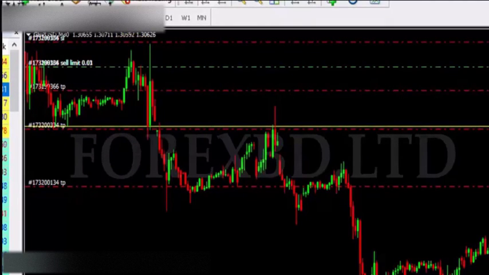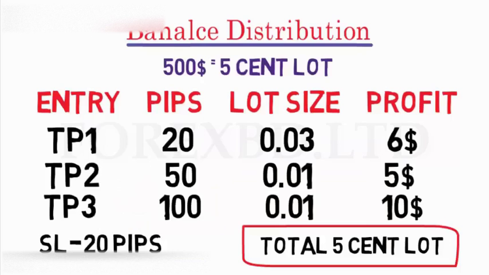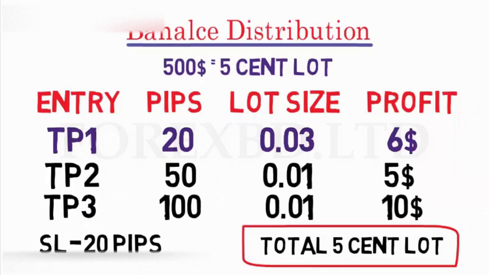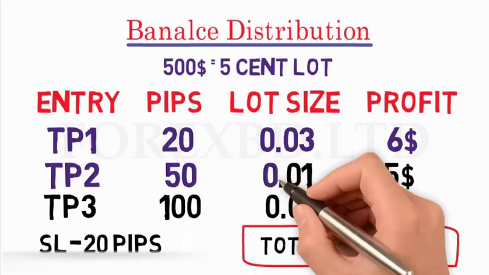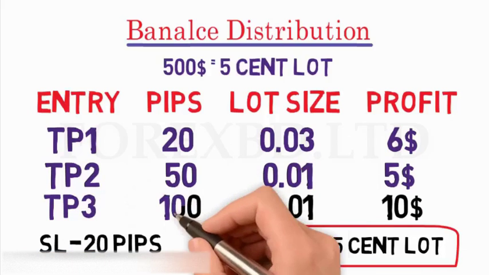A few minutes ago, we discussed that if your balance is $500, your lot size will be about 0.05. So we distribute it and get the lot sizes of 3 trades. That is 3 cent, 1 cent, 1 cent, total 5 cent. The lot size of our first entry is 3 cent and TP is 20 pips. If profit comes, we will earn $6. The lot size of the second entry is 1 cent and TP is 50 pips. We will earn $5 if it comes our way.